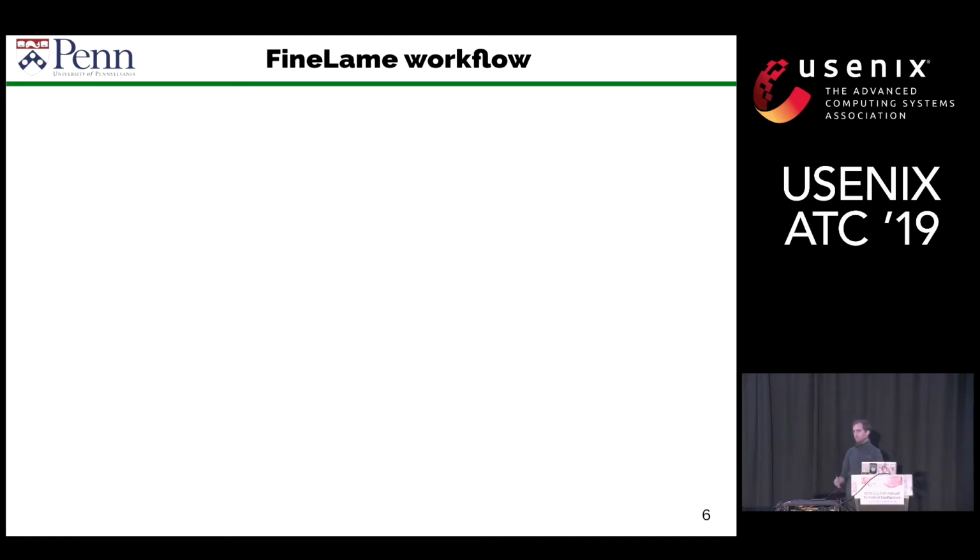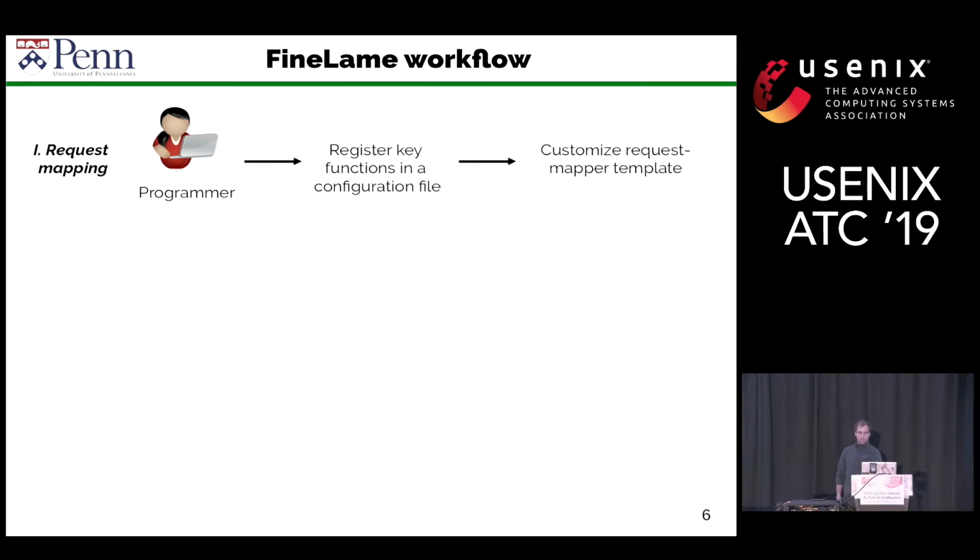What is the workflow of users using FineLame? Well, first, for the request mapping, the best person to do that is actually our programmer. She is very good at knowing the application, since she has been writing it. She registers the key processing function of the application in a configuration file. Assume the application is made of a thread pool, and each of the threads processes events, so we need to know the name of that function. The programmer registers that function into the configuration file. Second, she configures some request mapper templates so that the proper request ID mapping can be maintained.